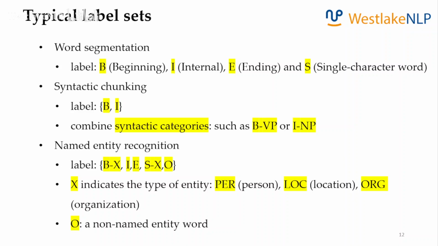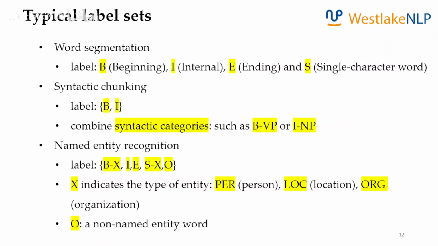So let's first look at word segmentation. What labels do we use? We use a set of BIES, 4 tags, okay? Where B means the beginning of a multi-character word. I means the internal character of a multi-character word. Not the beginning, not the end. E means the end of a multi-character word, okay? And S means a single character word, okay?